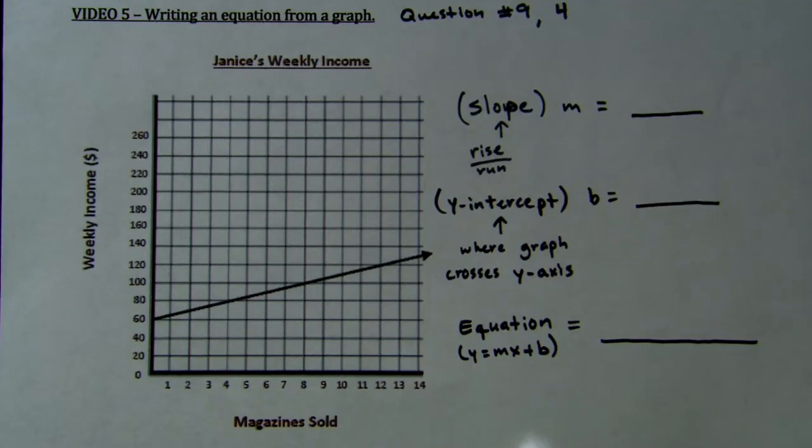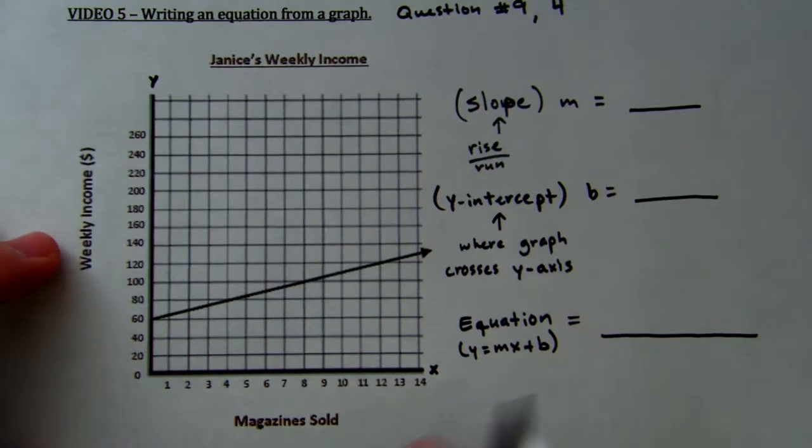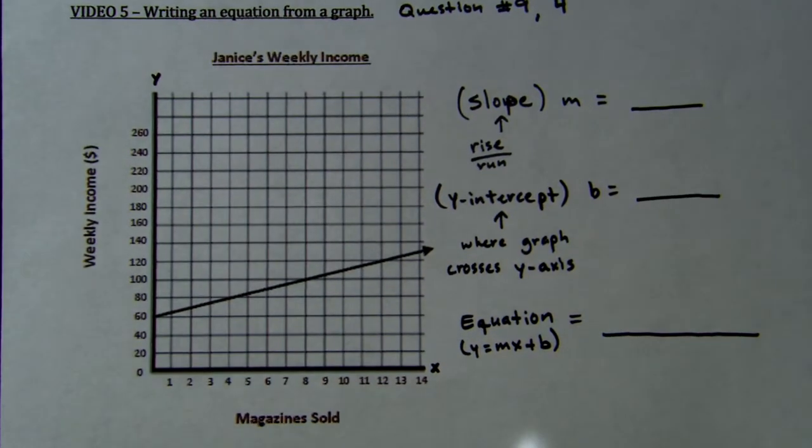This is video 5. This is writing an equation from a graph. So this graph shows Janice's weekly income. We have weekly income on the y-axis. This is always the y-axis. And it looks like we have the number of magazines sold. I'm not so worried about that. I'm just looking at reading this graph and finding the slope and the y-intercept.